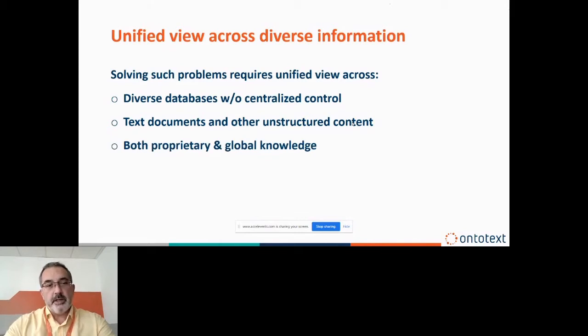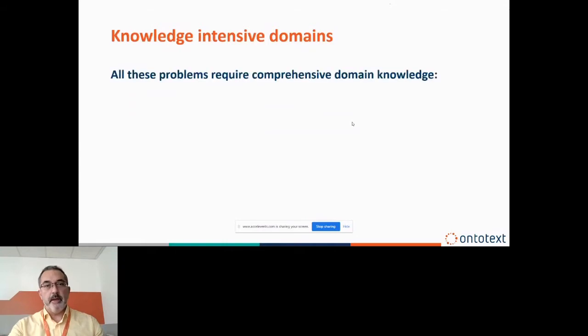And then the biggest challenge is when you have to combine your proprietary knowledge with data that you are buying from somebody outside the organization, or just open data or open knowledge bases that you can use. So that's quite a challenge, to put these different types of data together in a sustainable and consistent unified view.